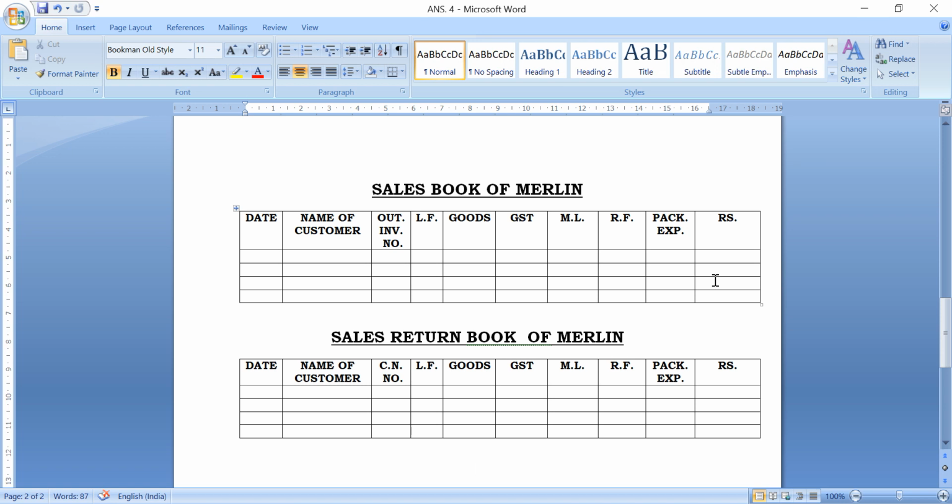Purchase book on one page, purchase return book on the second page, on third page sales book and then sales return, that will do. If you make it in landscape, your 10 columns will be properly accommodated and that will look spacious. Otherwise what will happen is that it will be congested.